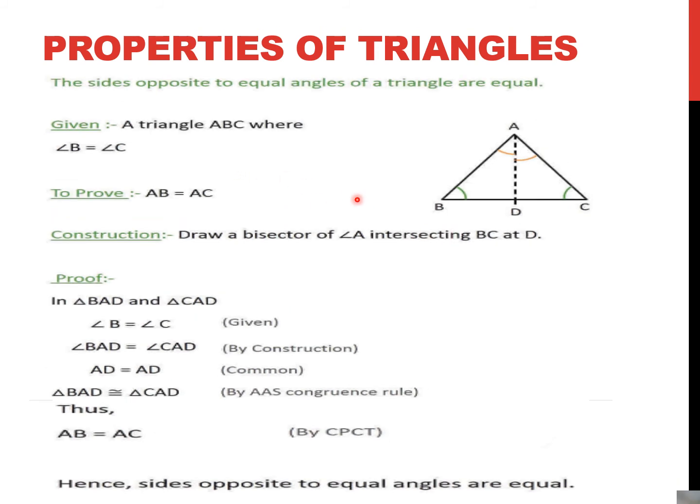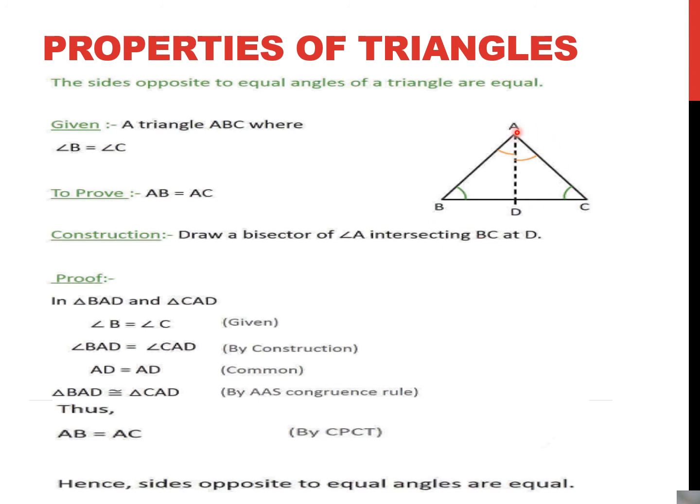The next one is opposite to the previous one. The sides opposite to the equal angles of a triangle are equal. That is, if we are given the angles are equal, we can also prove that sides are equal. Here we are given that angle B is equal to angle C, and we want to prove that AB is equal to AC. So same kind of scenario we are taking here.